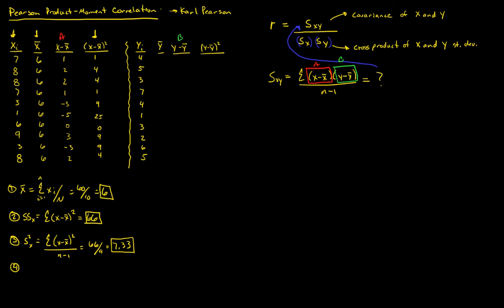Then step 4 was to get the standard deviation, denoted by just s. So s sub x equals the square root of s squared of x, which equals the square root of 7.33, which gave us 2.71. Okay, and so that gives us the standard deviation.